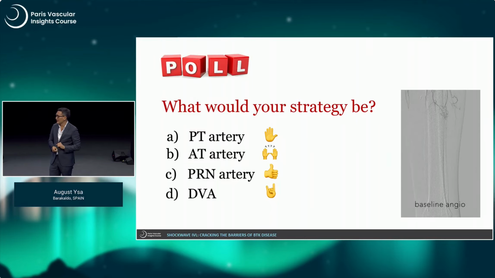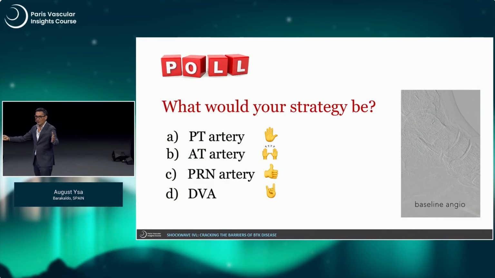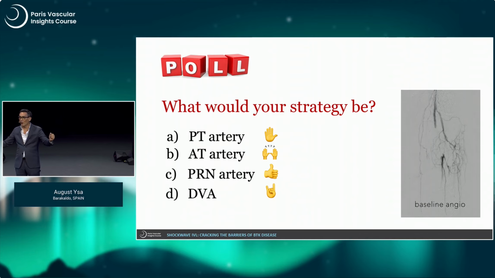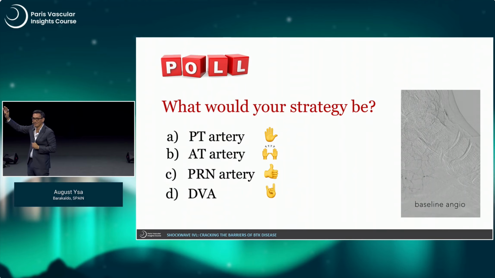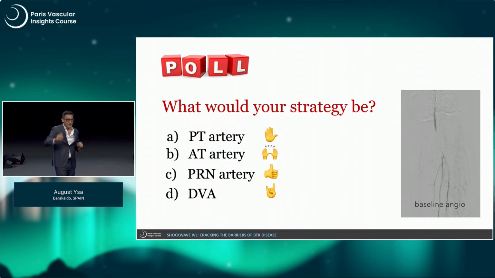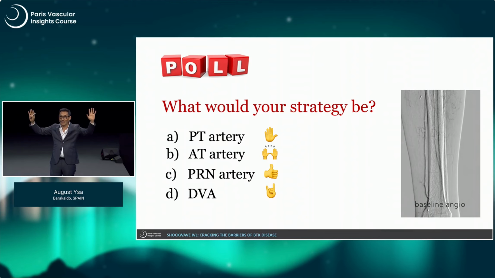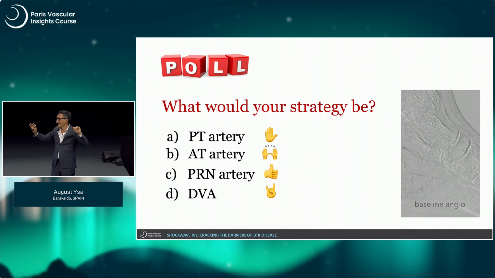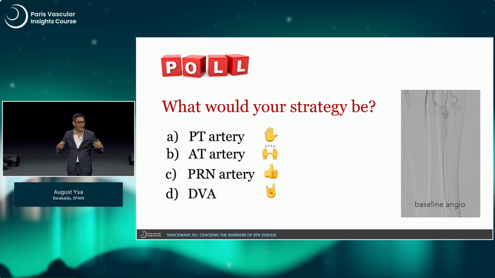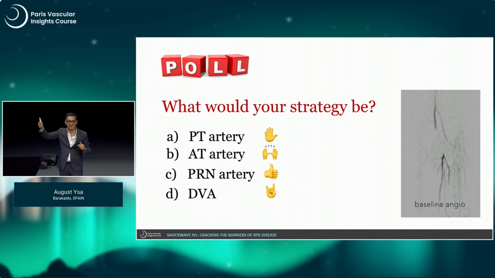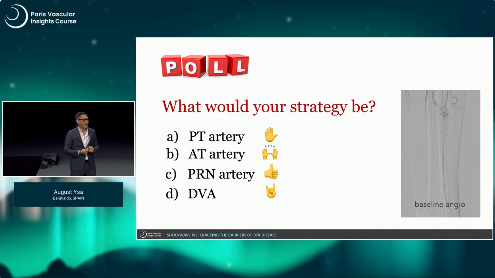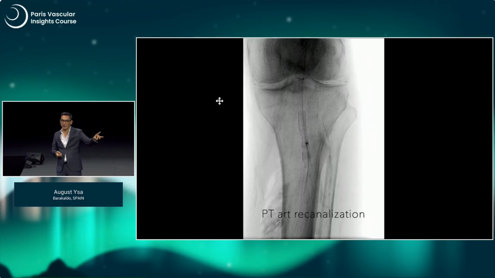So what about the distal strategy? Let me ask you guys, how many of you will go for the posterior tibial artery? One hand. Anterior tibial artery, 2 hands. You are super involved in the session, right? Peroneal artery, thumbs up. Okay, DBA lovers, the fancy thing. Okay. Well, let me tell you that we decided to go for the posterior tibial artery.